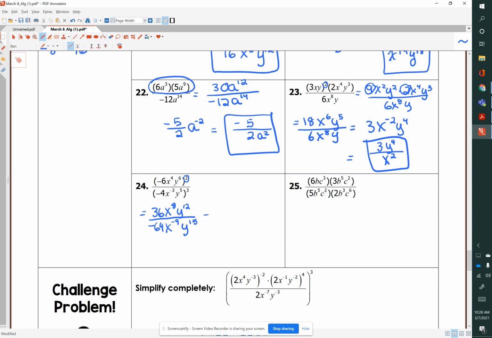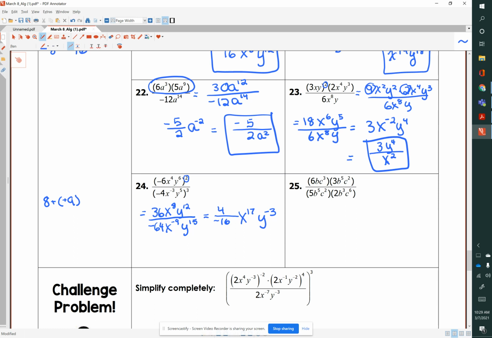Now, we start dividing. Simplifying 36 over 64, we can divide both of those by 4, so we would have 4 over negative 16, and x, 8 minus a negative 9, so remember that's 8 minus a negative 9, which would be 8 plus 9, so that would be x to the 17th power, and y, 12 minus 15, which would be to the negative third power. So let's put it all together.